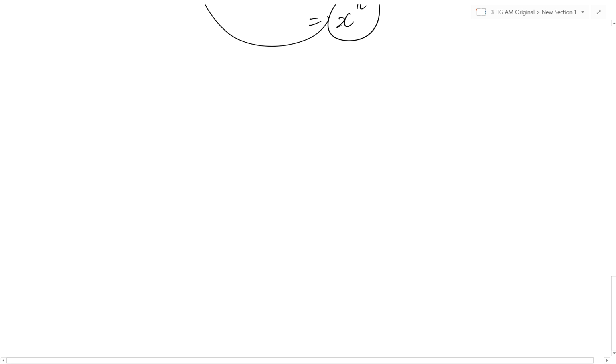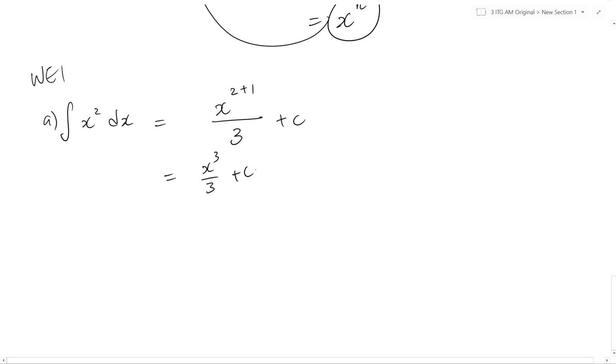the worked example, where we want to find integration. This is worked example number 1. We want to integrate x squared dx. Simply copy down x squared, you add 1 to the power, divide it by the new power, plus c, and this will result in x to the power of 3 over 3 plus c.